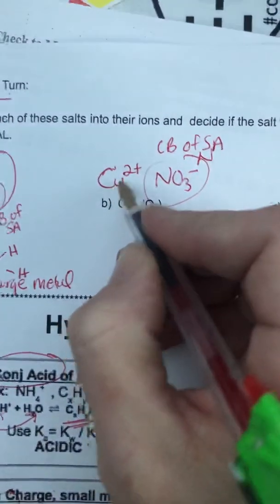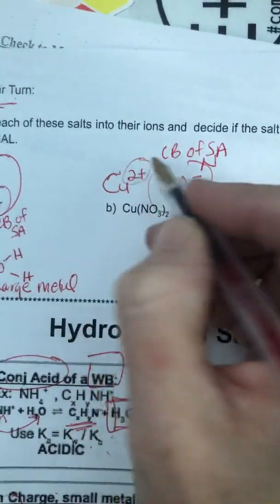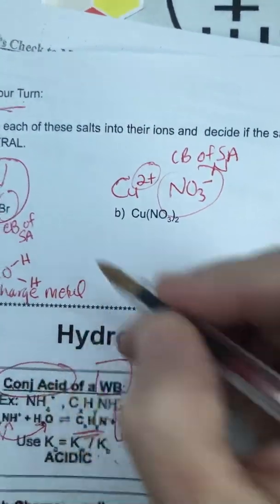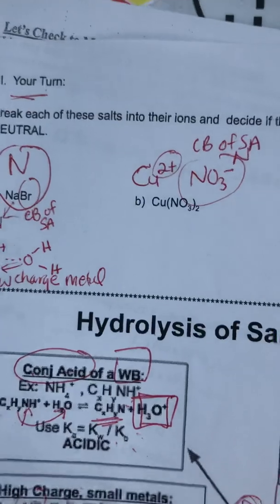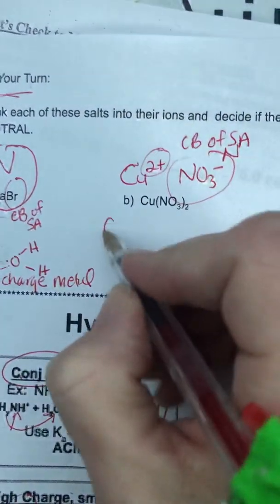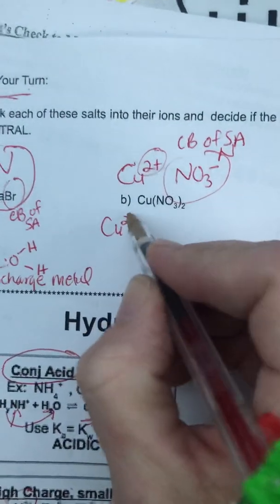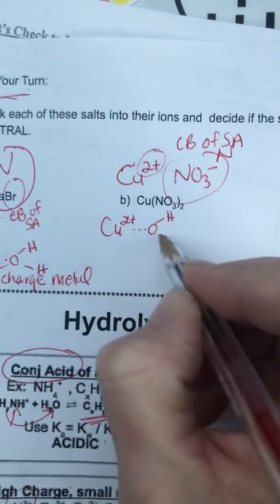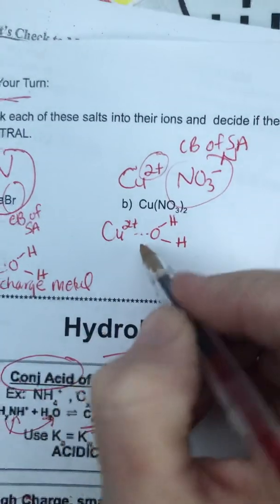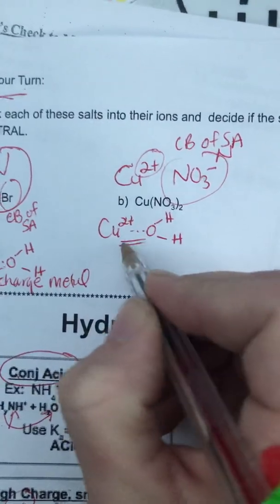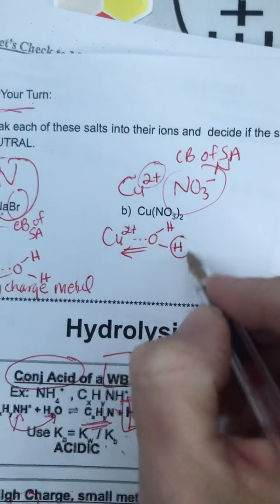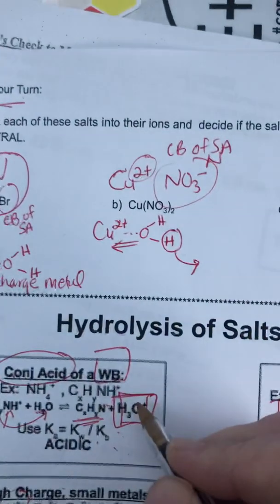Okay, copper 2 plus. All right, so it's got a 2 plus charge. It's pretty small, so it's probably going to hydrolyze. Not as much as maybe aluminum 3 plus, but it is going to hydrolyze. So copper 2 plus having a bigger charge and being smaller, it's going to get hydrated. Will copper 2 plus be able to pull on that oxygen, pull that oxygen towards itself? Yes. And when it does, what happens to this H? It can come off.